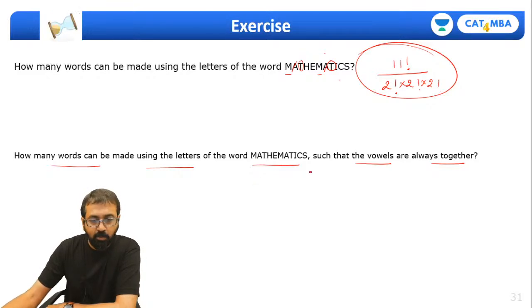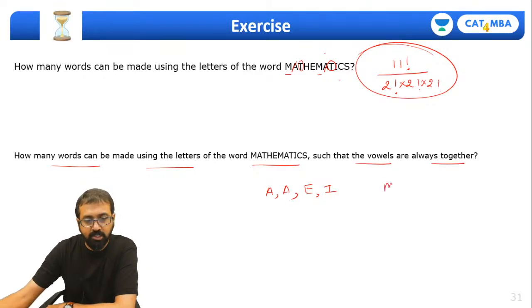So here, let me quickly write down what are the vowels and what are the consonants. So vowels are A, then E and I. These are the vowels. What are the consonants? So I have 2 M's, 2 T's, and then H, C, S.